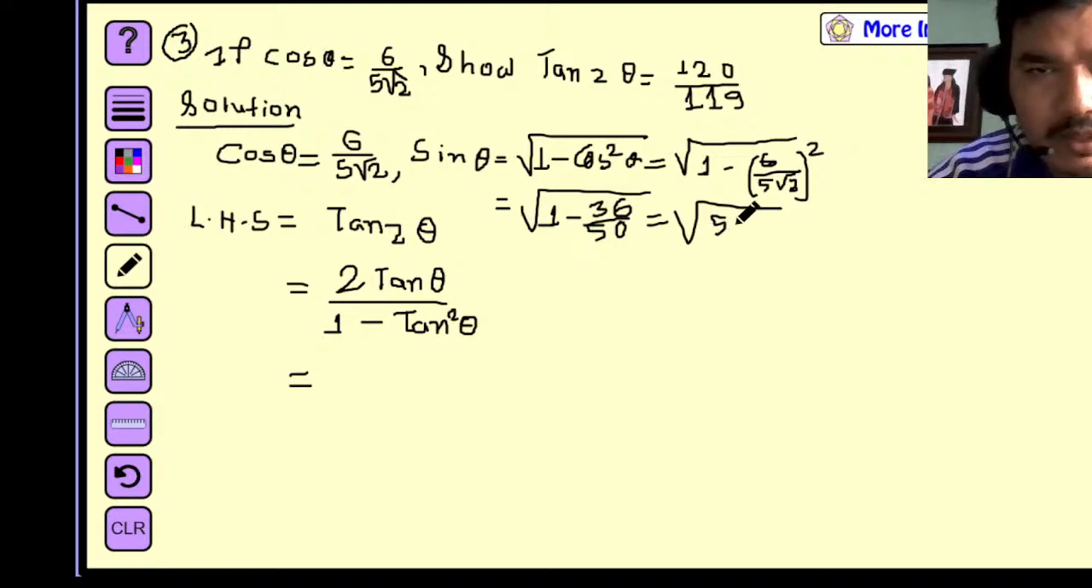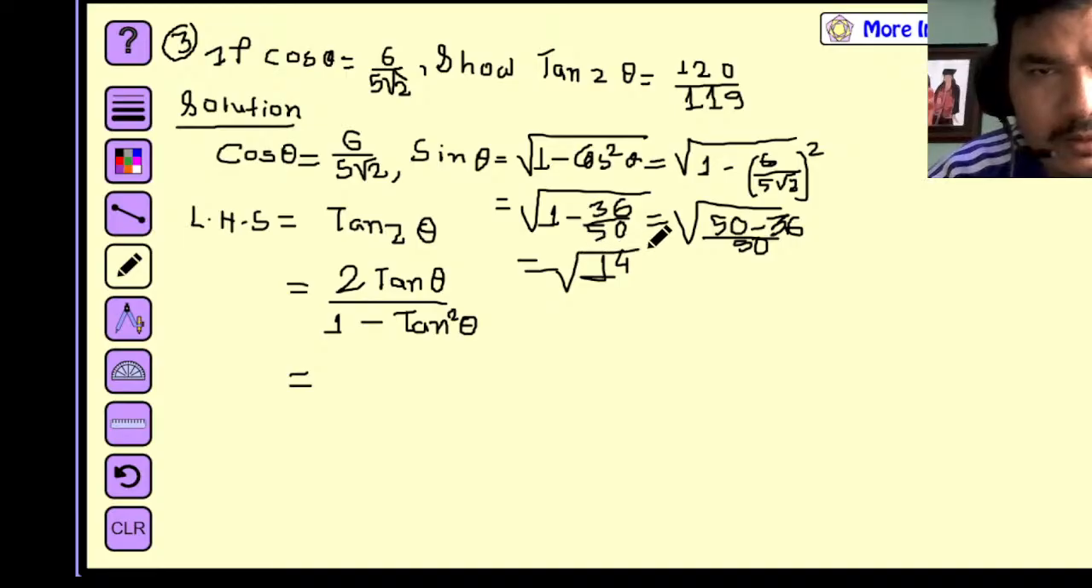Then when you take the LCM, it will be 50 minus 36 over 50. When you subtract them, you will get 14 over 50, and it will not come outside the square root. It is 14 only.